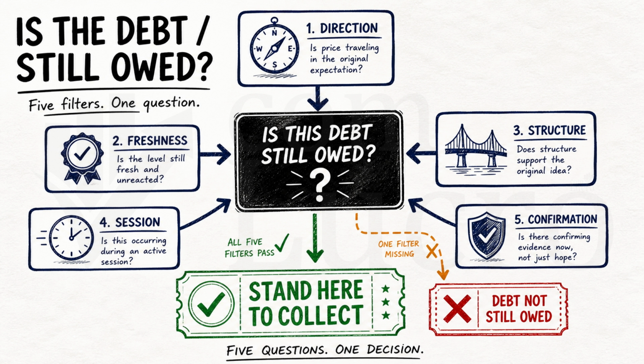And that's the whole framework. Direction, freshness, structure, session, confirmation. 5 ways of asking one question. Is this debt still owed? And am I standing in the right place to collect it?